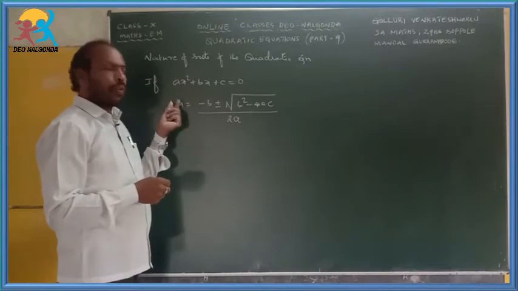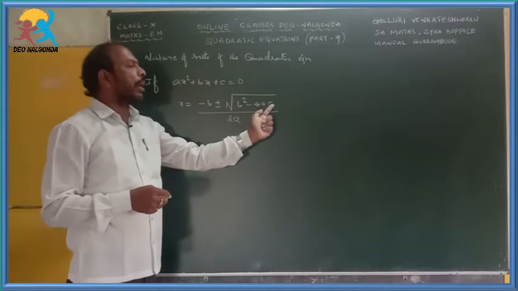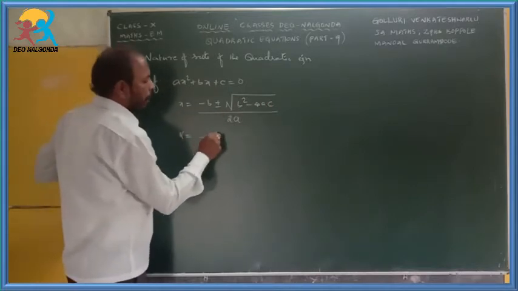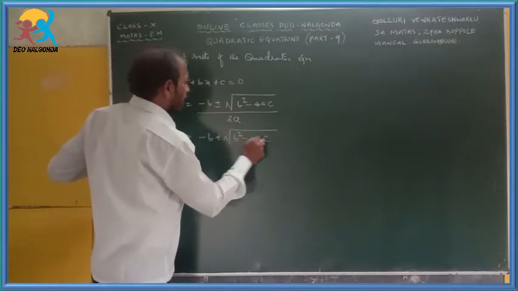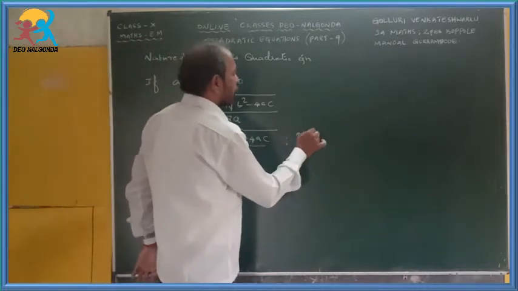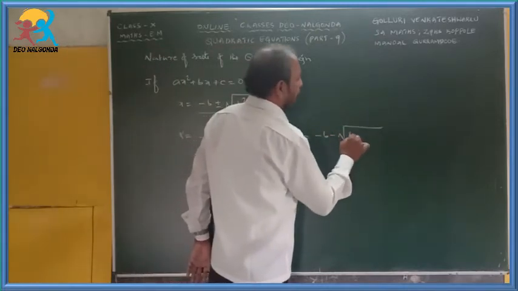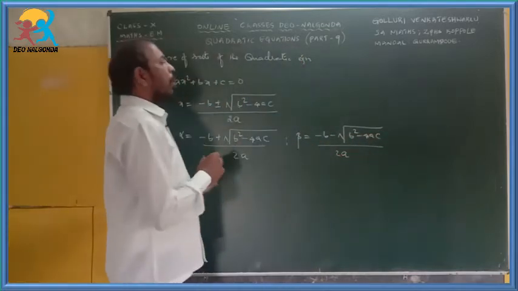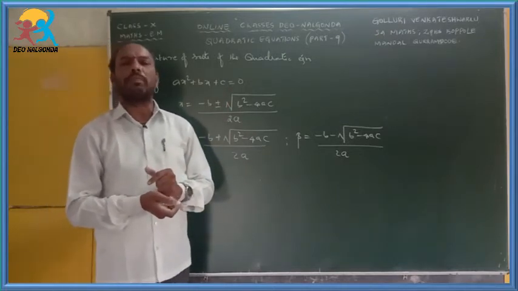The first root, alpha, is equal to minus b plus root of b square minus 4ac by 2a. Here it is the first root. And the second root, beta, is equal to minus b minus root of b square minus 4ac by 2a. So these are the roots of the given equation. We already learned how to derive this in part 6.